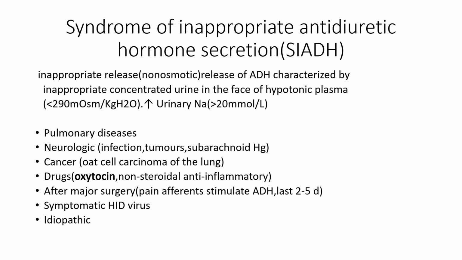The causes of SIADH, or syndrome of inappropriate antidiuretic hormone secretion, are pulmonary diseases, some neurological disorders, namely infection, tumors, subarachnoid hemorrhage, cancer, particularly oat cell carcinoma of the lung, some drugs like oxytocin and non-steroidal anti-inflammatory drugs, after major surgery due to pain afferents that stimulate antidiuretic hormone release, which may last 2 to 5 days, symptomatic HIV virus, and it may be idiopathic, the last cause.